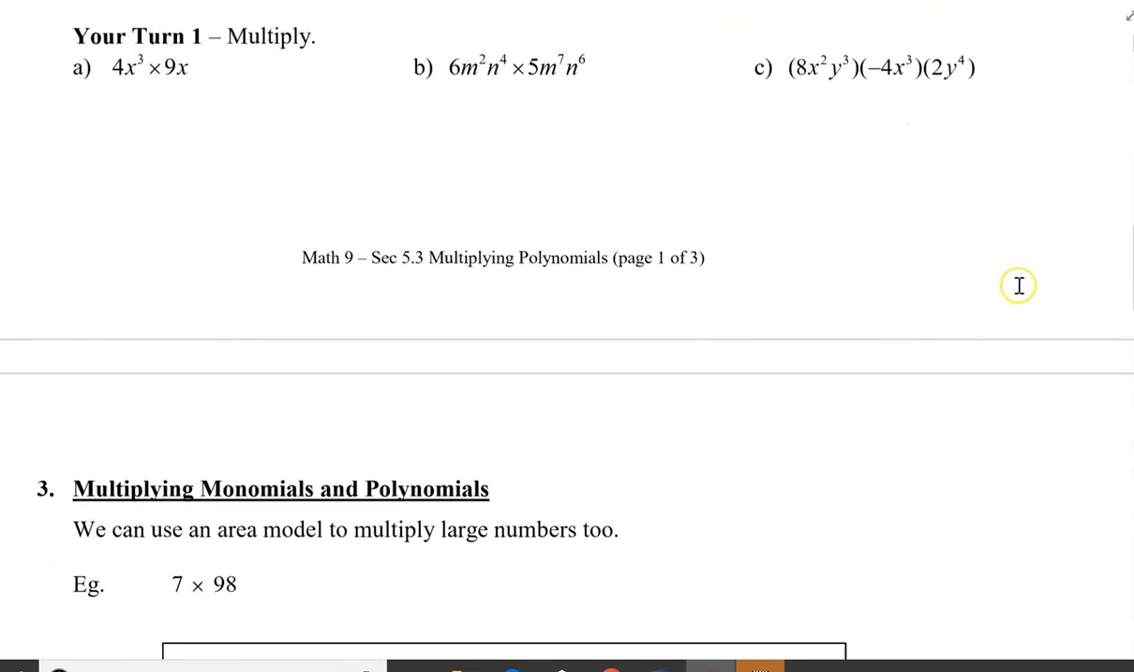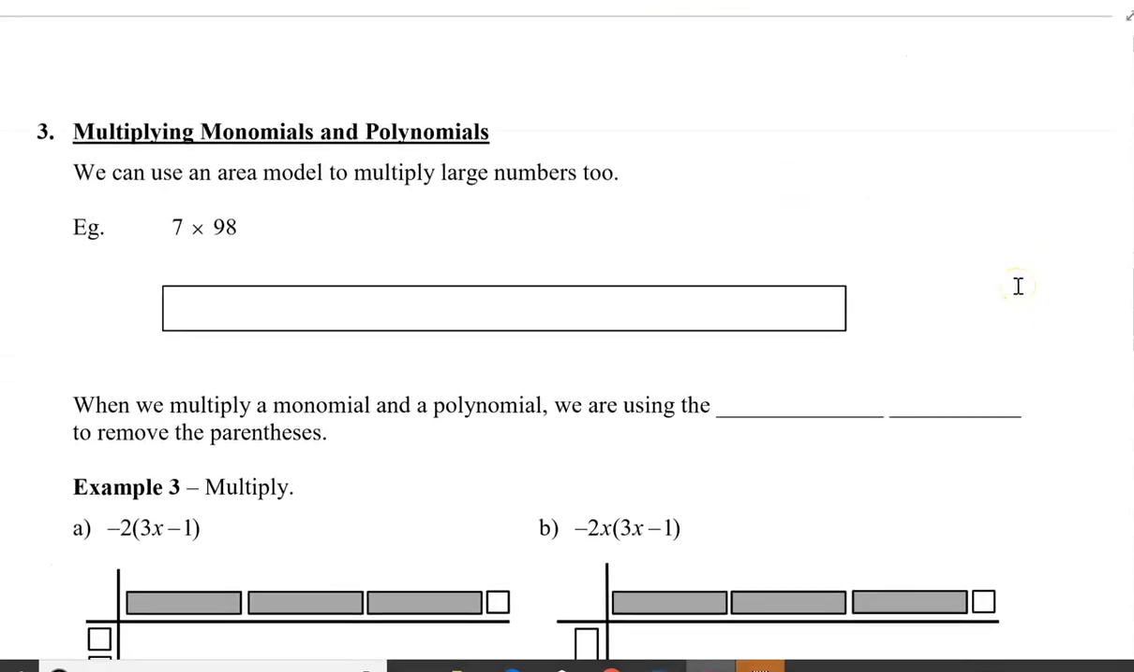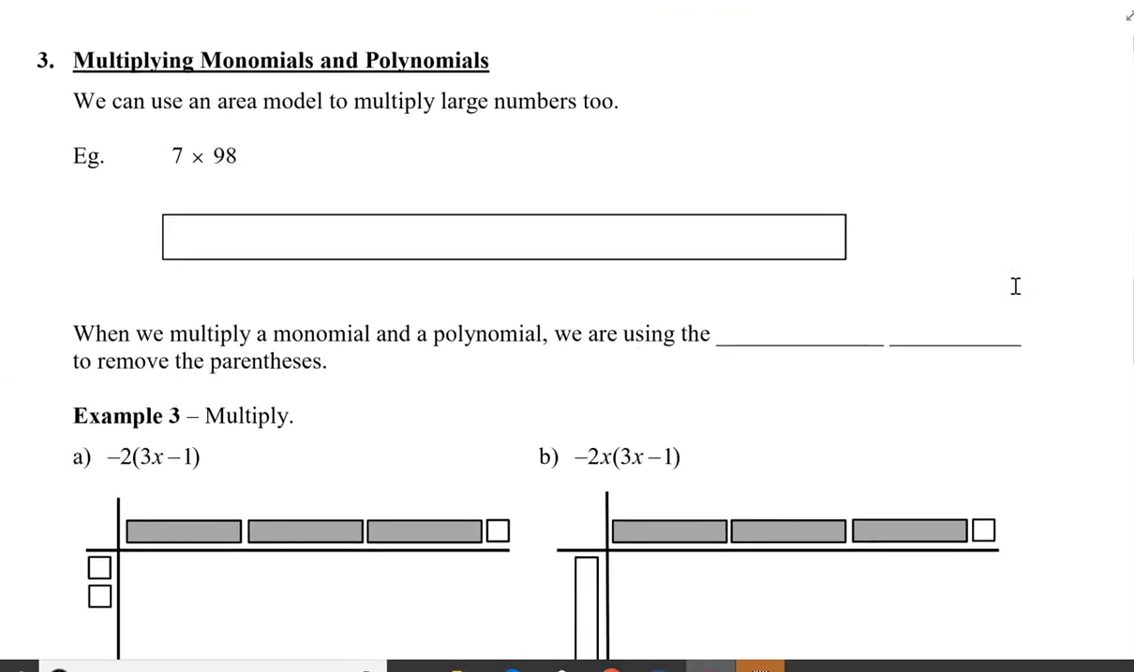All right, next we're going to take a look at how to multiply monomials with polynomials. Now, before we do that, let's look at multiplying numbers first, using an area model again. So here we have 7 times 98, so we can use this area model to multiply large numbers, such as this. So we're going to place 7 on our left side. And instead of just placing 98 all across here, which is a little bit more difficult, let's cut this long rectangle up into 90 and then 8.